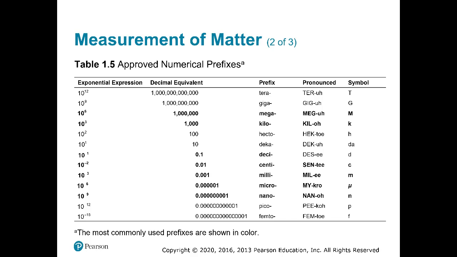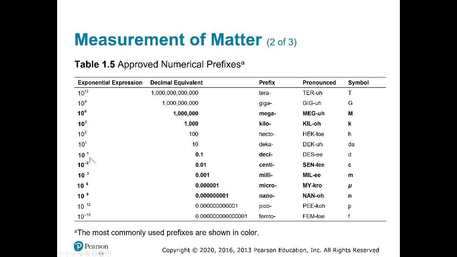So hecto, this would be 100 of something. Deca, not to be confused with deci, which is like decimal, right? Deca is 10 of something. Deci is like decimal, 1/10 of things. Or you could say decimeter, which is 1/10 of something.